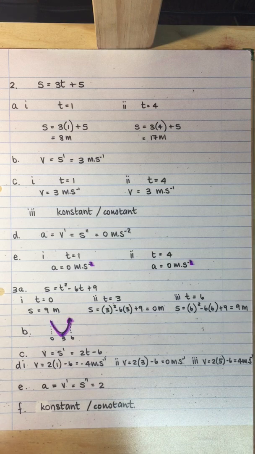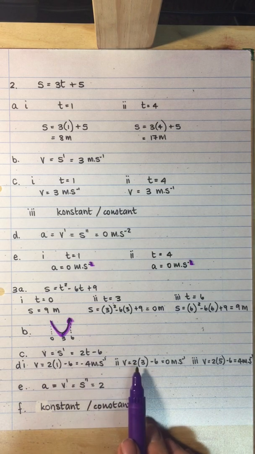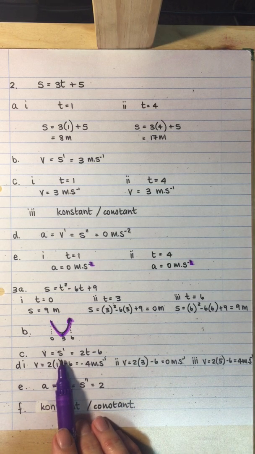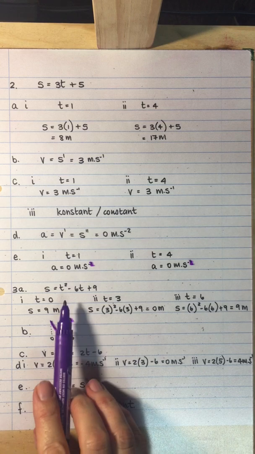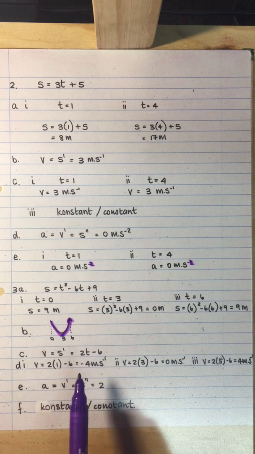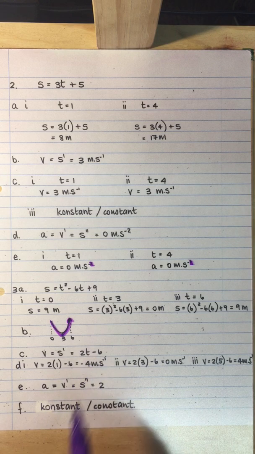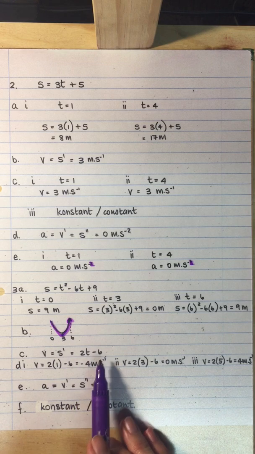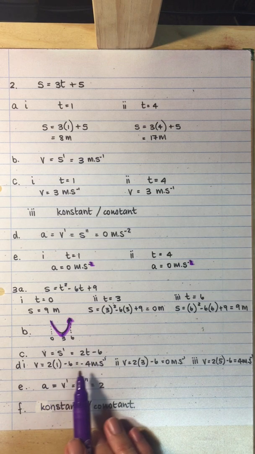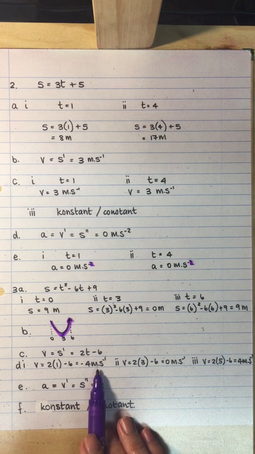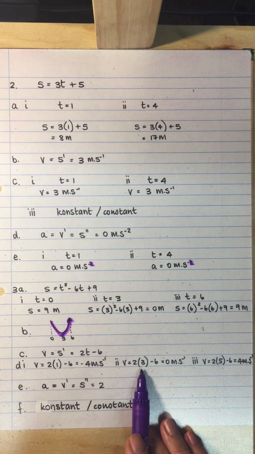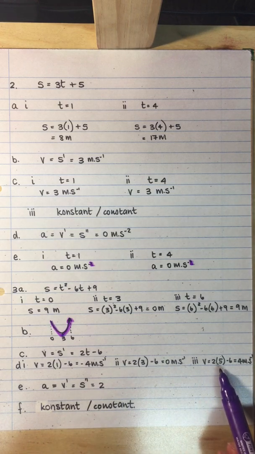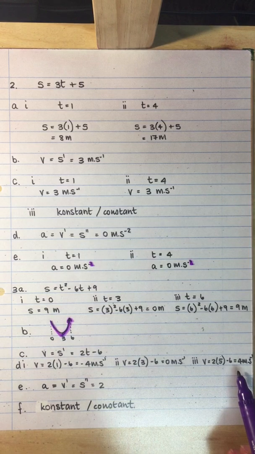Determine the velocity of the particle at 1, 3, and 5 seconds. Velocity is equal to the derivative of the displacement. If we find the derivative, we will see that it is equal to 2t - 6. And if we substitute the given times into the derivative, we will see that at 1 second, the velocity is -4 meters per second. At 3 seconds, the velocity is equal to 0 meters per second. And at 5 seconds, the velocity is equal to 4 meters per second.